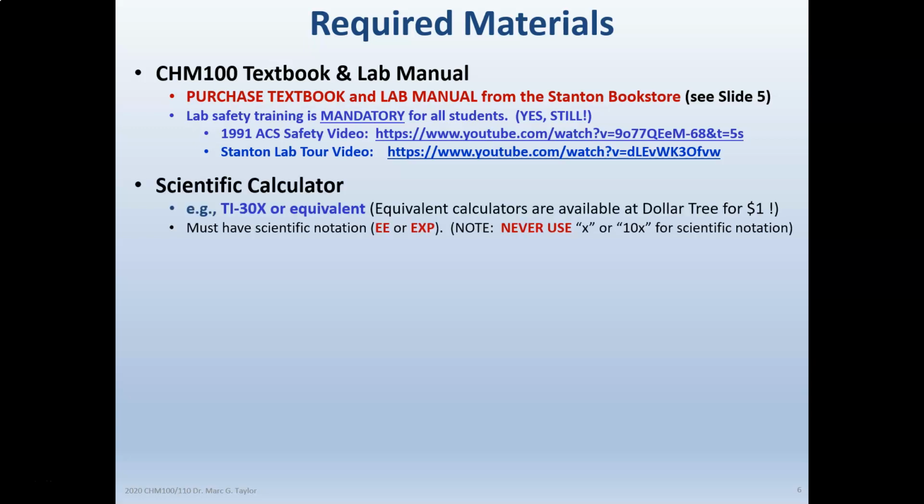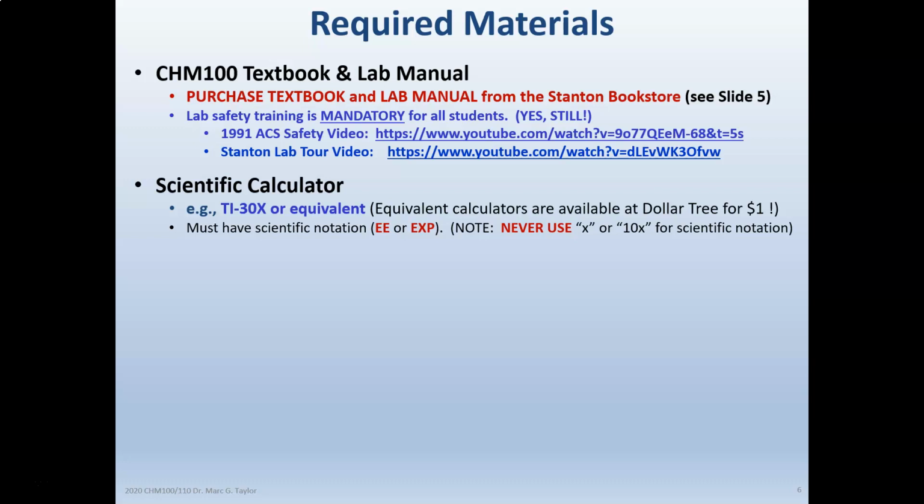You will need a scientific calculator. What is a scientific calculator? It's a calculator that has functions beyond plus, minus, divide, and multiply. For your purposes, what that means is a scientific calculator that has scientific notation on it. How do you know what that is? It's the EE button, or occasionally it's an EXP button.